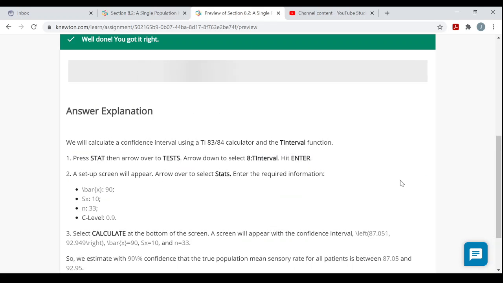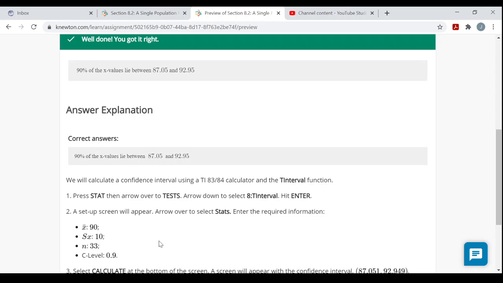And it's really that quick and easy using the t-interval function there and entering the proper statistics and the proper confidence level.